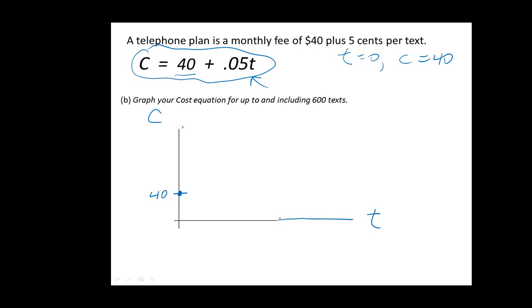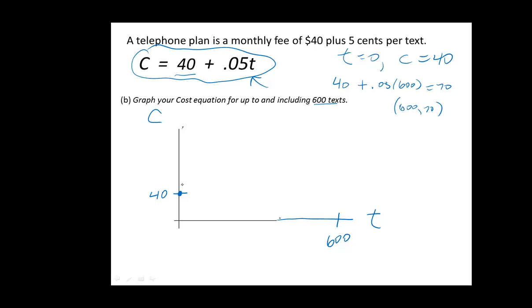Now I could figure out another case. For example, we do want to go up to 600 texts, so I need to put 600 here. And I could calculate for 600 texts what my cost will be. That's 0.05 times 600. And if you work that out, you're going to get 70. So this means that when I have 600 texts, my cost is 70. That's really the point (600, 70).